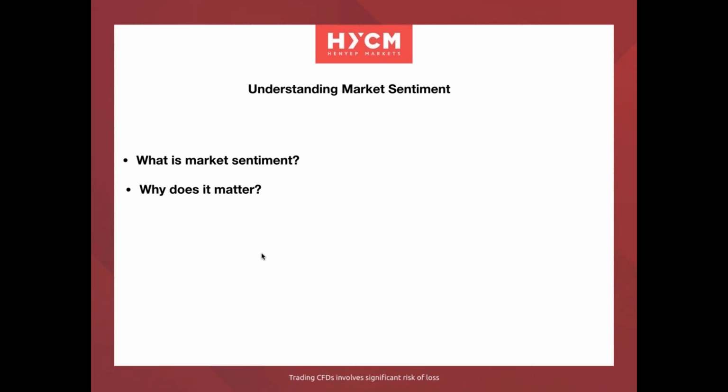So why does it actually matter? Why does it actually matter if you can understand the mood of the market? Well, it matters because it's going to help you to identify a price that is good value. You'll be able to identify a price that is overpriced. It's a little bit like this.